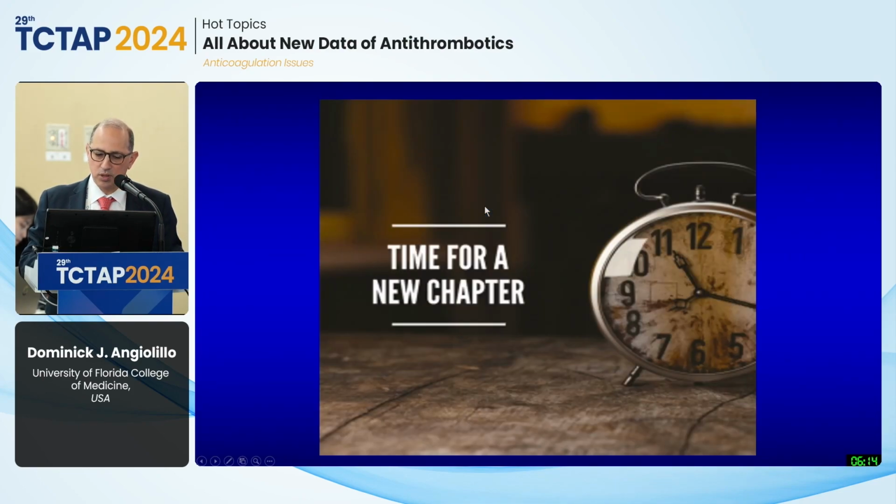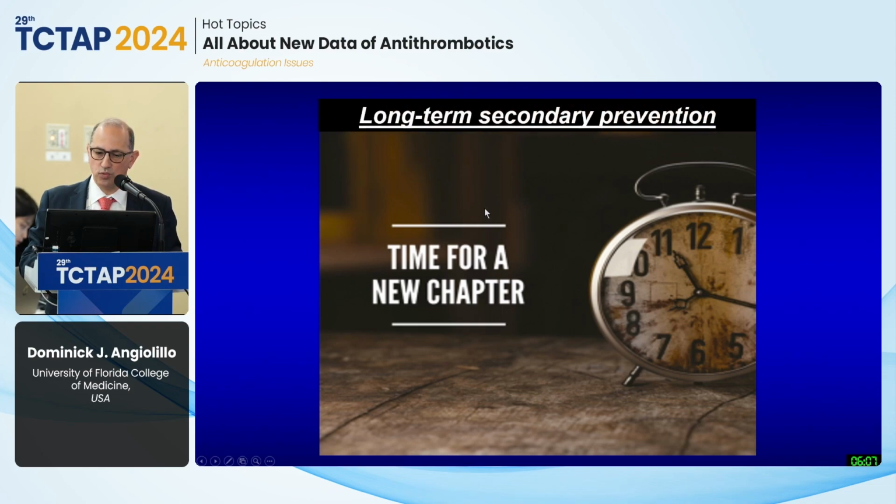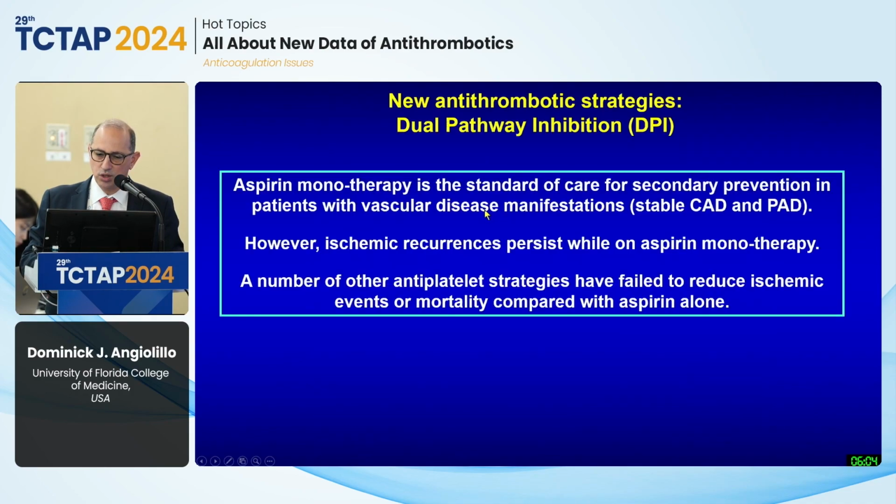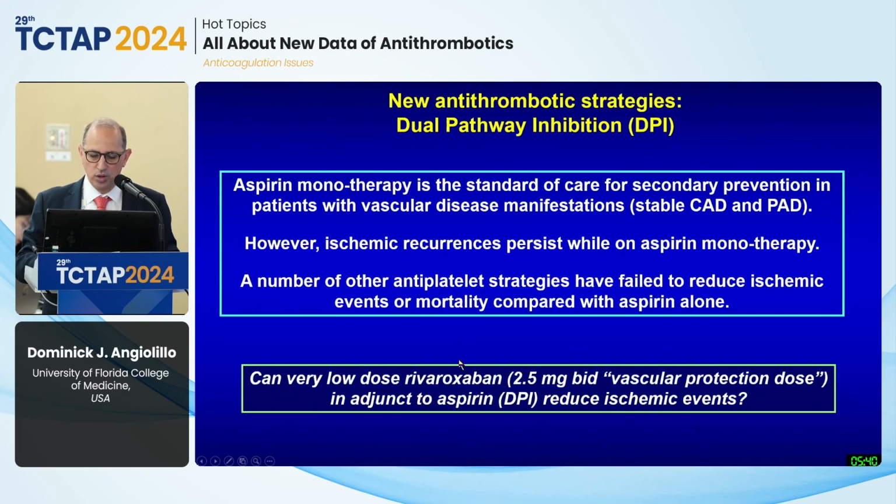So what happened was one said, we're not going to use this in ACS. Why don't we look at this more for long-term secondary prevention? This was on the background that we know that aspirin monotherapy is the standard of care for most patients with stable CAD and PAD. We know that ischemic events continue to persist even while on aspirin monotherapy. And there was some disappointment with the strategies of using alternative antiplatelet therapies. And so the question is, can a very low dose of rivaroxaban, 2.5 milligram BID, which is known as the vascular protection dose, in addition to aspirin, or DPI, reduce ischemic events?